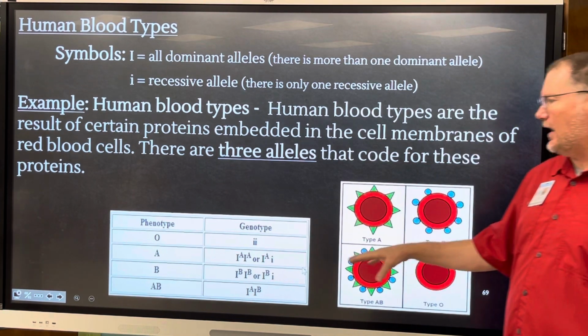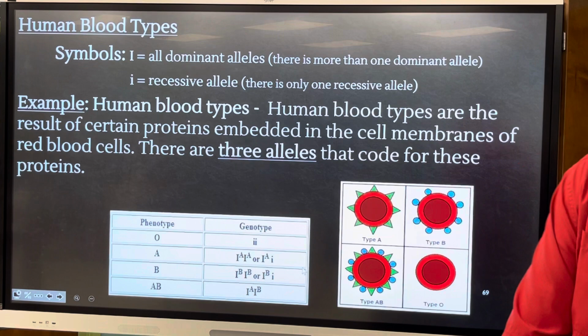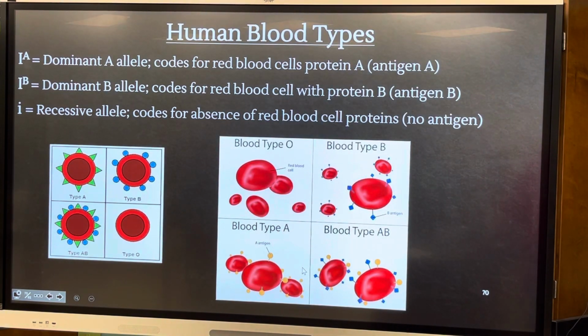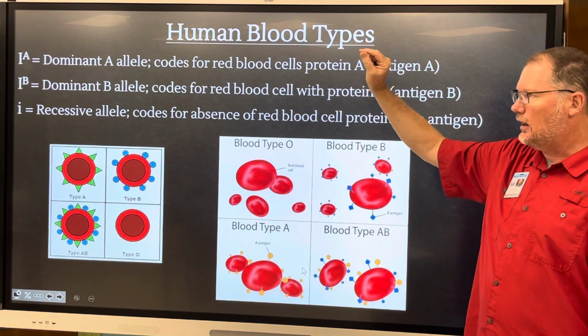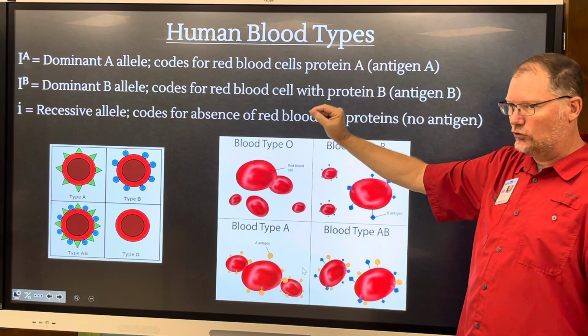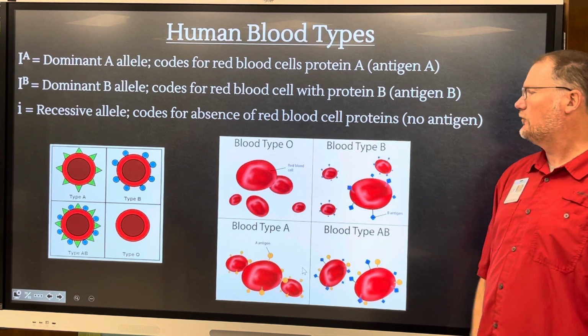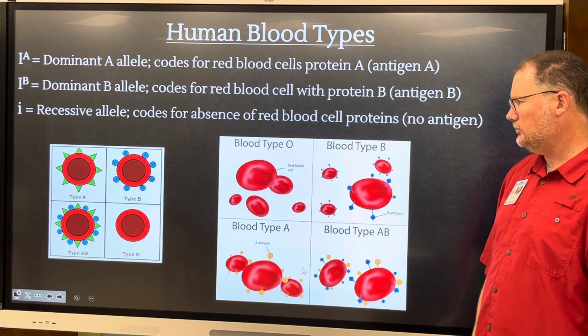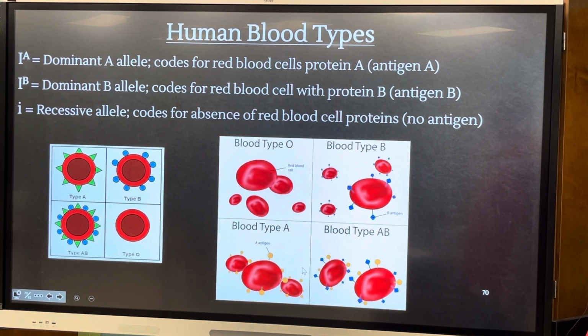So you should at this time have had enough time to copy all of that down. If not, you're going to have to come back to it later, okay? All right, so the alleles for blood type are I capital A, I capital B, and lowercase i, the recessive one, the absence of cell proteins, okay? You should have those 3 letters down.